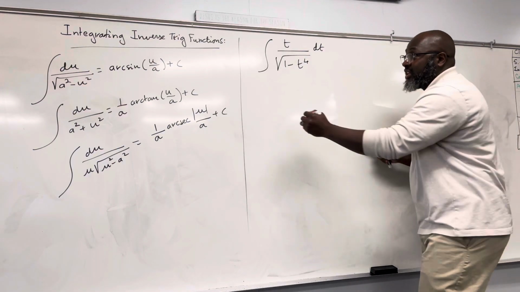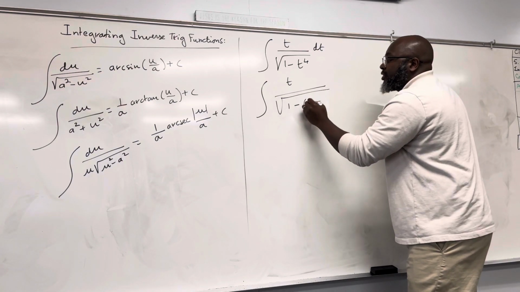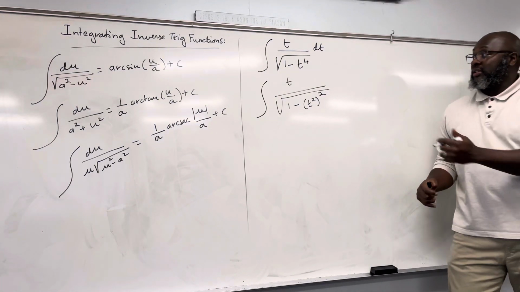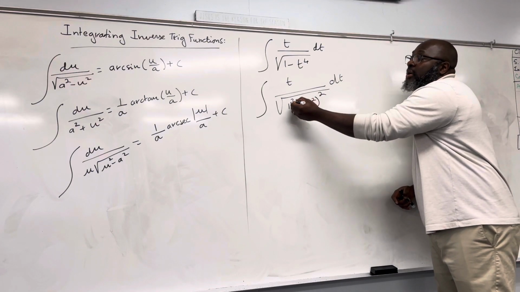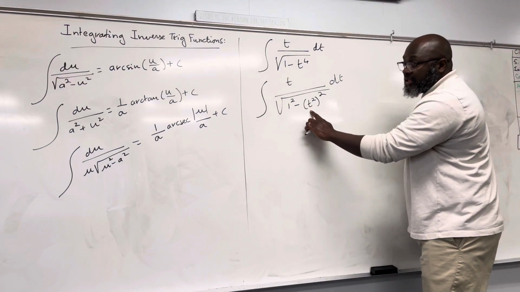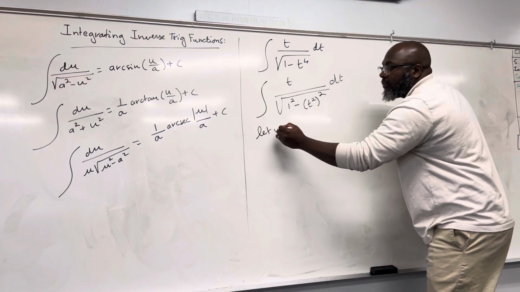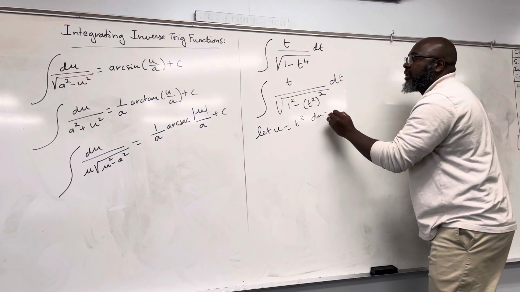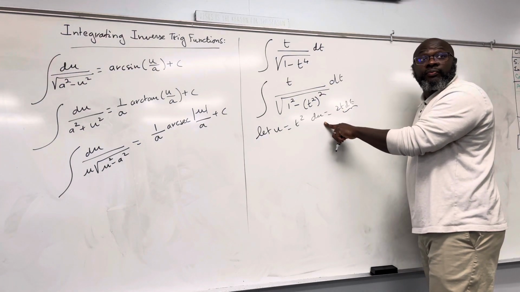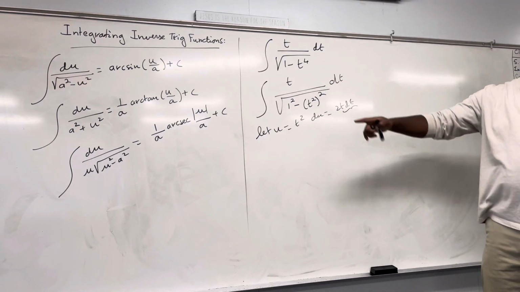I'm gonna rewrite this. So I'm gonna have t over 1 minus t squared, because I want to make sure I get to this point, so that I can apply my formula for dt. And this is like 1 squared, because a squared minus u squared. Now do you see how it works? If u is t squared, du is 2t dt, right? So dt by itself is 1/2 du. Now it matches up with what I have here.